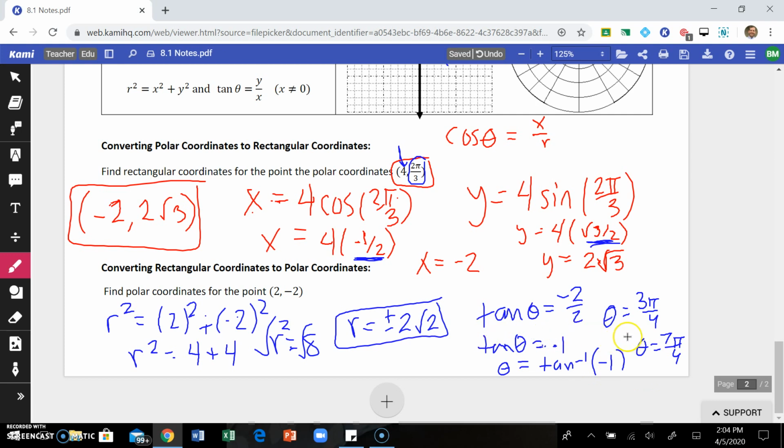The way you do that is to think about where this coordinate point is located. So 2, negative 2 is in quadrant 4. If that's in quadrant 4, I'm going to pick the angle that's in quadrant 4, which is 7 pi over 4, and that's going to go with the positive one of these r's. So my r comma theta is going to be positive 2 root 2, comma 7 pi over 4. And that is it.